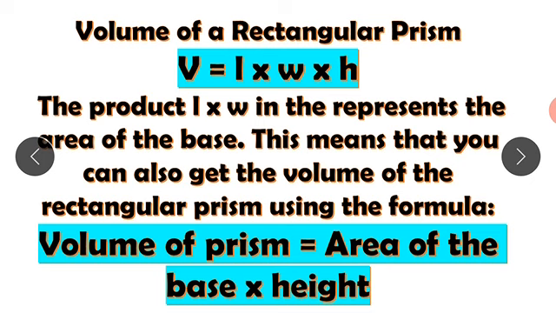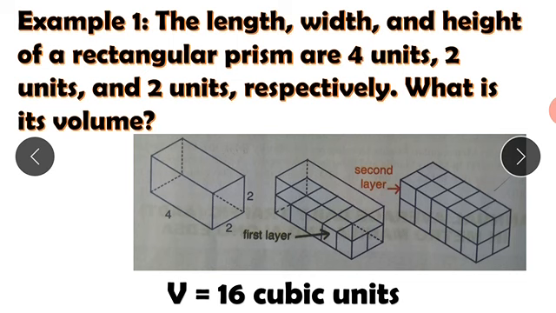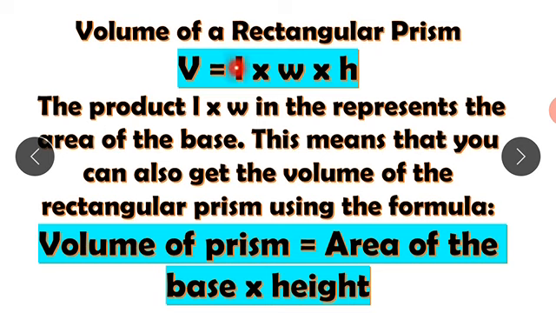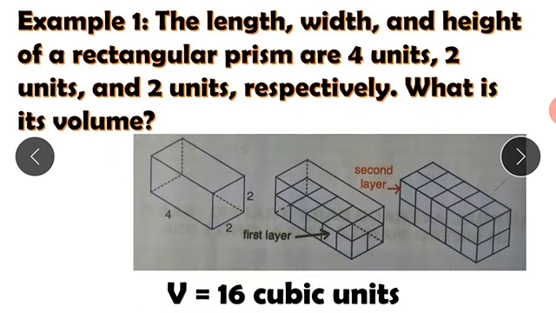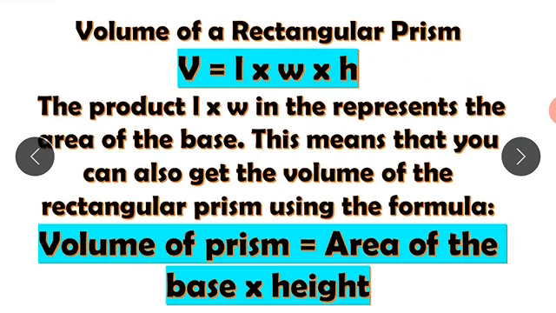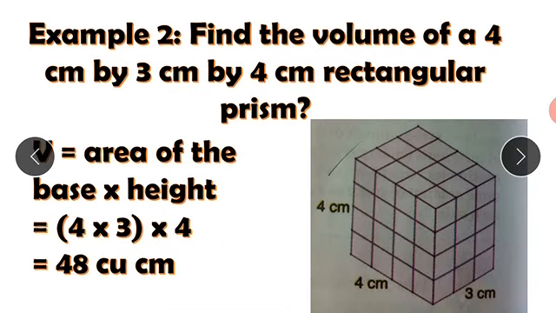height. So if we compute this one, 4 by 2 by 2, okay, 4 for the length, 2 for the width, and 2 for height. 4 times 2 is 8, times 2 is 16. The same as when you count all the cubic units. So this one is the formula for the volume of a rectangular prism, or you can also say the volume of a prism is equal to the area of the base times height.